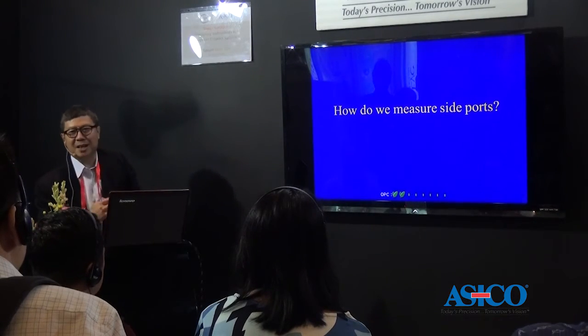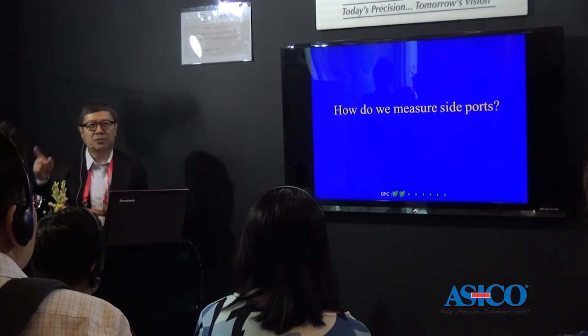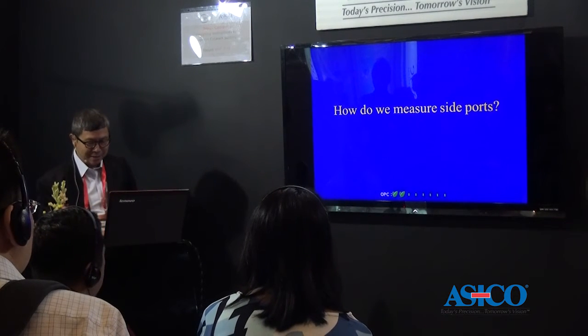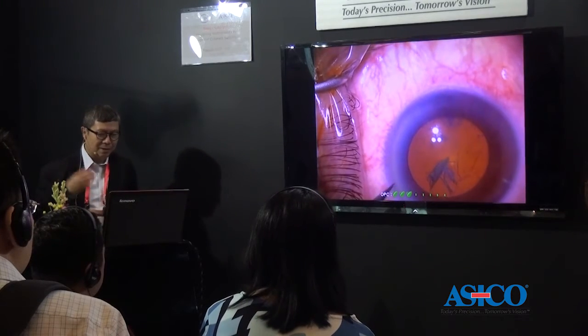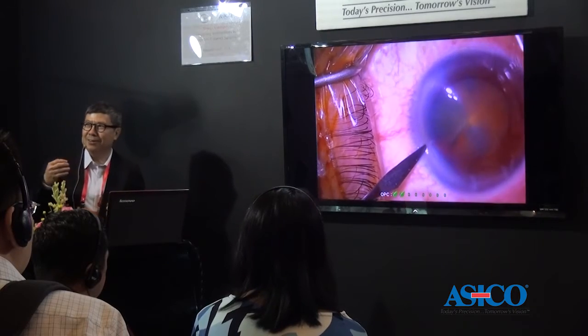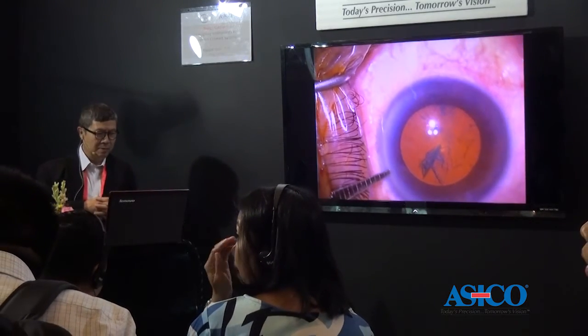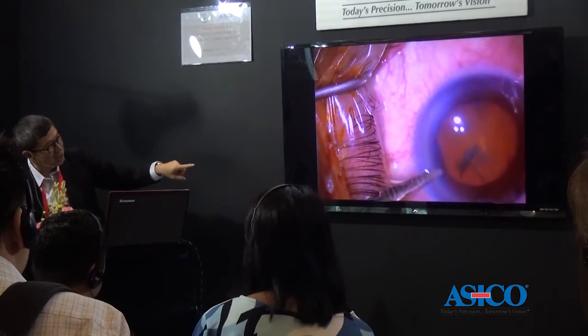Now, how do we measure side ports? I asked you the question, how big is your side port? I bet all of you don't know how big your side ports are. Maybe you don't think it's important. I think it is, okay? So here's a new instrument that Esico came up with. Ravi, is this an old design or a new design? Was something similar, but your idea was to make it more rounded also. Right, so you see this.